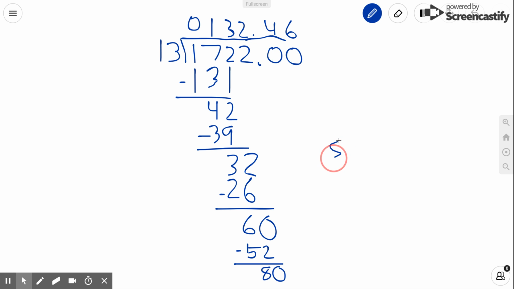So I'm going to move my work over here to the side just so that you can see it. 80 minus 78 is going to give me a 2. Now, at this point, I'm starting to recognize that this decimal is going to keep going on for quite a while. If I add another 0, I'm still not going to find something that is going to stop. So at this point, I'm going to say you're okay to stop with an answer of 132 and 46 hundredths.